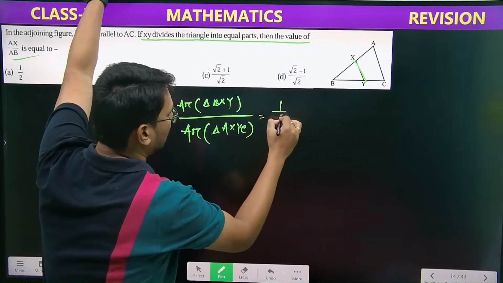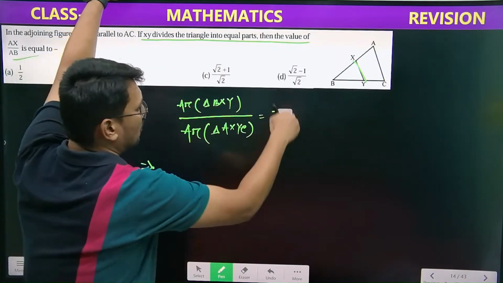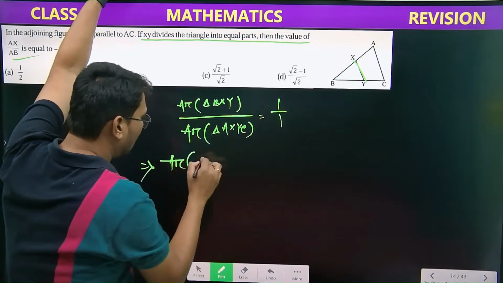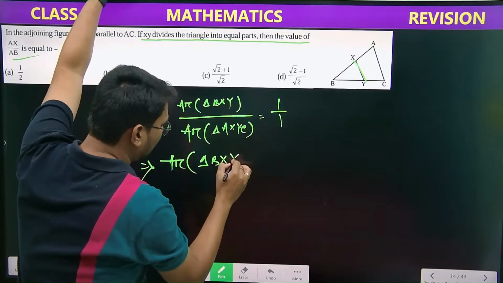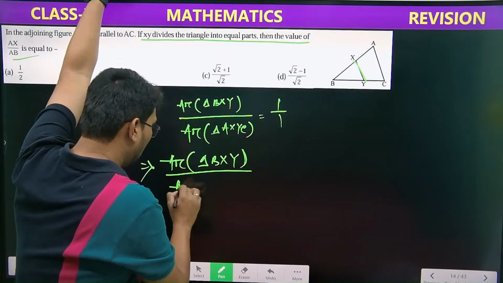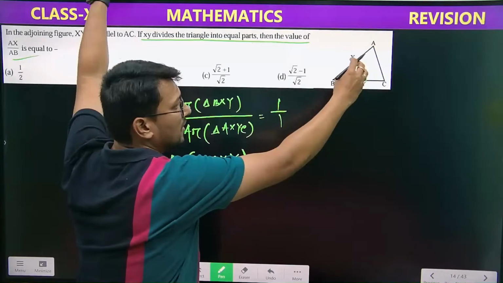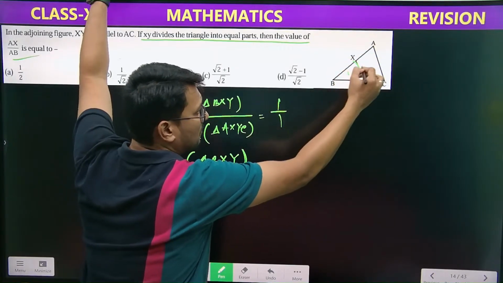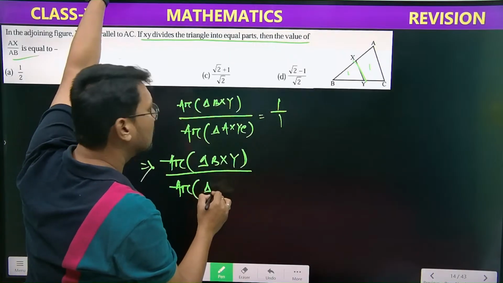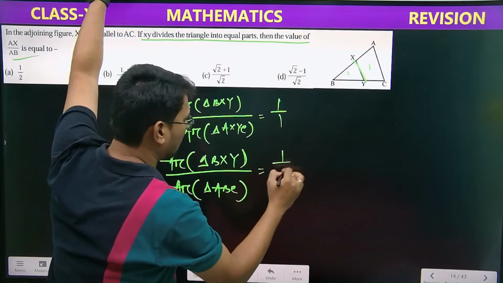YC equals 1 by 2, it is given. Now tell me the area of triangle BXY by the area of this bigger triangle. If this triangle is one part, and the bigger triangle is two parts, so the bigger triangle ABC would be how much? 1 by 2.